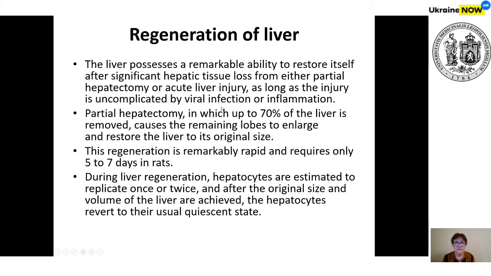The liver possesses a remarkable ability to restore itself after significant hepatic tissue loss from either partial hepatectomy or acute liver injury, as long as the injury is uncomplicated by viral infection or inflammation. Partial hepatectomy, in which up to 70% of the liver is removed, causes the remaining lobes to enlarge and restore the liver to its original size. The regeneration is remarkably rapid and requires only 5 to 7 days in rats. In patients, about 1-3 months.